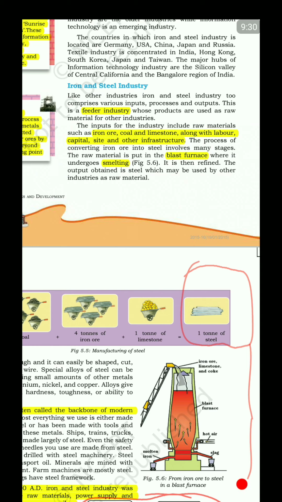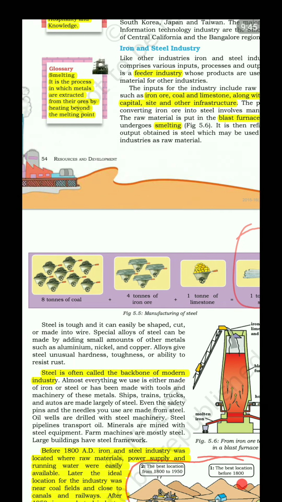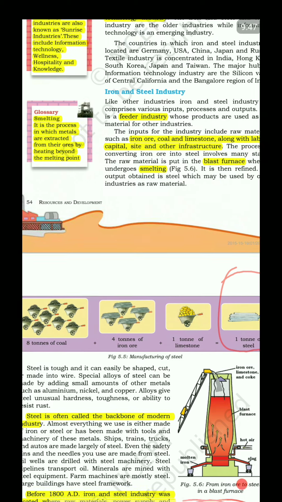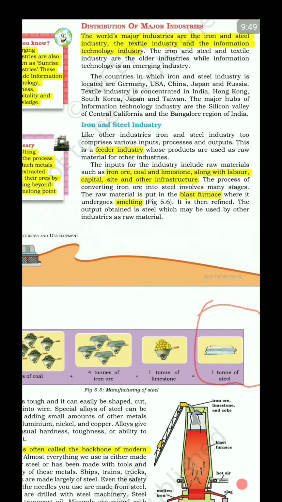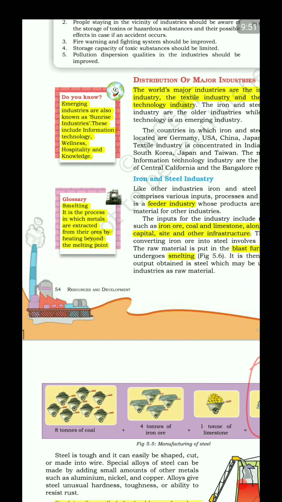Because if you see the iron ore industry, we have been using iron ore for 2000 years, right? Before that the techniques used were like charcoal, right? The raw material is put into the blast furnace where it goes through smelting. What is smelting? Smelting is the process in which the metals are extracted from their ores by heating beyond the melting point, right?